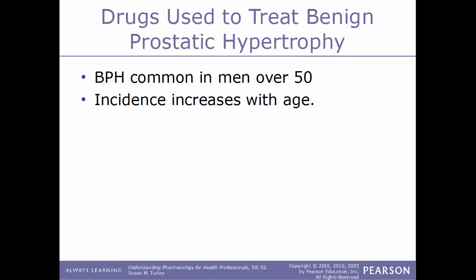Now we'll talk about drugs that are used to treat BPH, benign prostatic hypertrophy. Now, BPH is common in men over the age of 50, and the incidence of this condition increases with age. So the older you are, the more likely you are to get it.